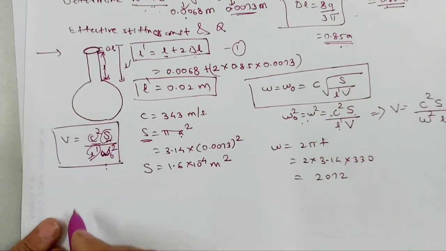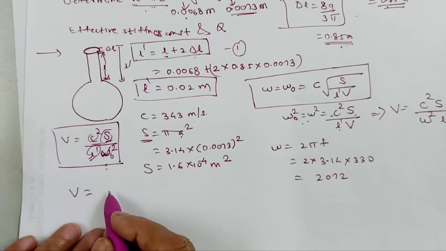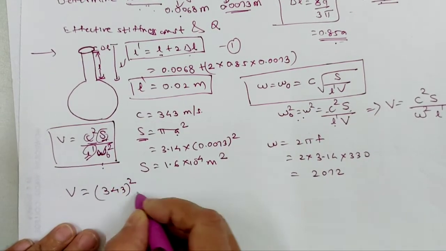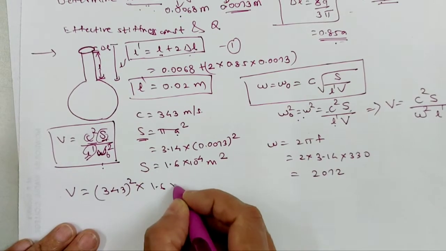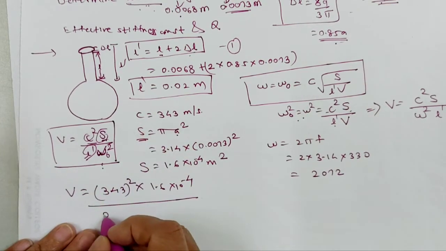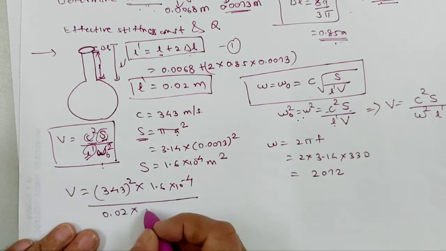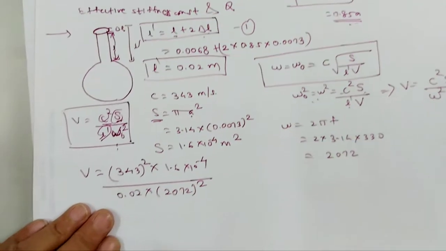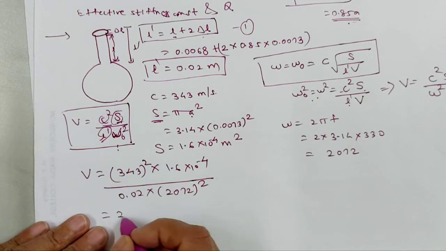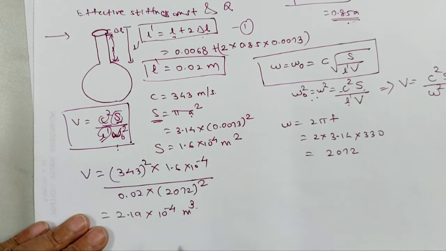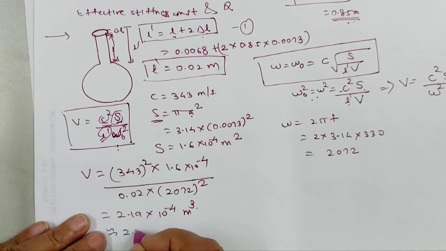Fine. So now, to get the value for volume, we have everything. So what will I do now? I will say V is equal to C square. What is C square? 343 bracket square. How much is S? 1.6 into 10 to the power minus 4. How much is L dash? 0.02. And how much is my omega 0 square? 2072 square. If you work it out, the value of V will be 2.19 into 10 to the power minus 4 meter cube, or approximately 2.2 into 10 to the power minus 4 meter cube.